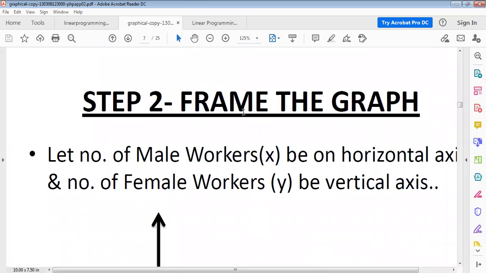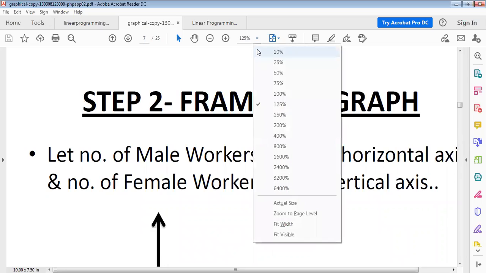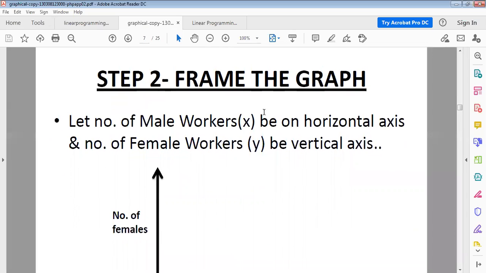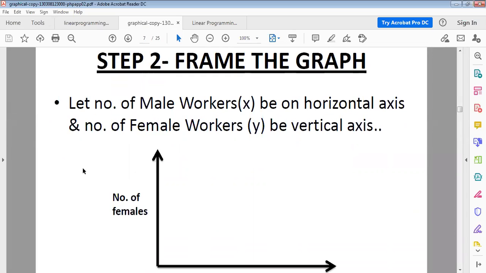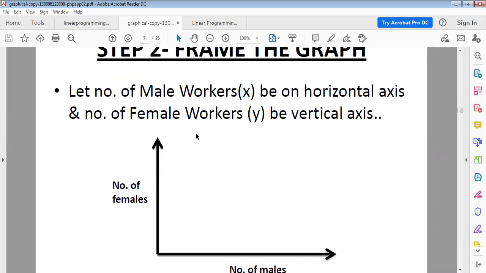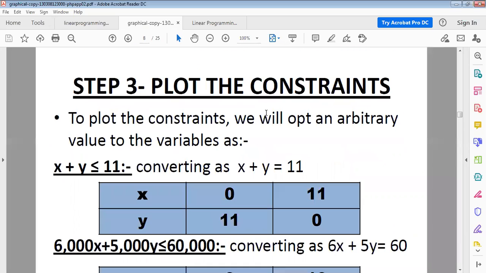Now step 2, we have to plot these constraints on a graph. Let the number of male workers x be on the horizontal axis, and the number of female workers y be on the vertical axis. Male will be on the x axis and female will be on the y axis. Understand? Now plot the constraints.